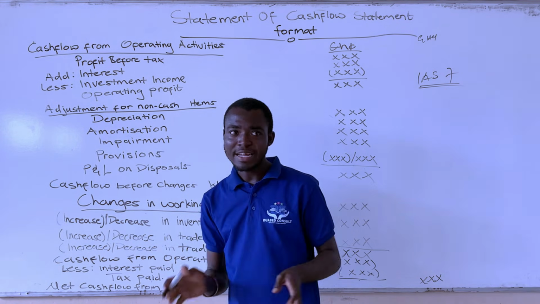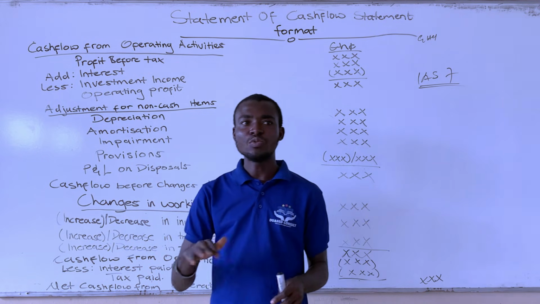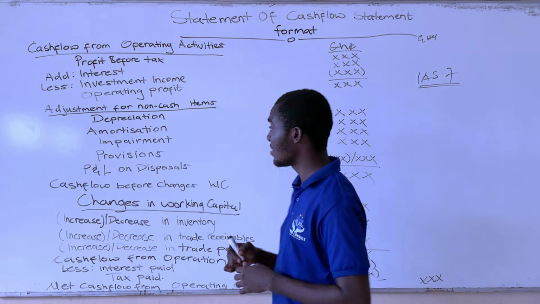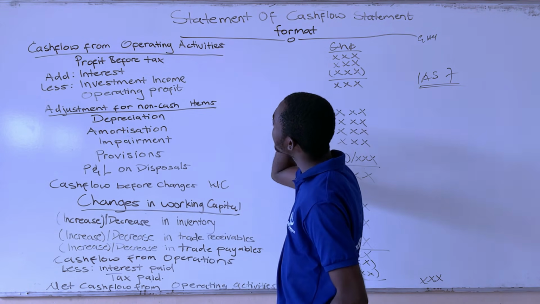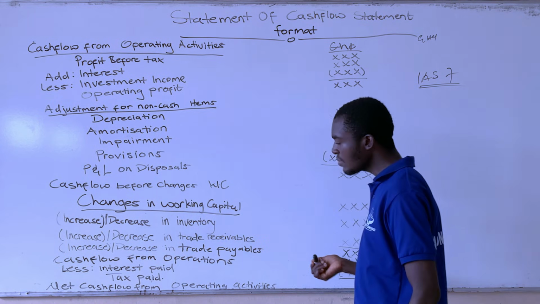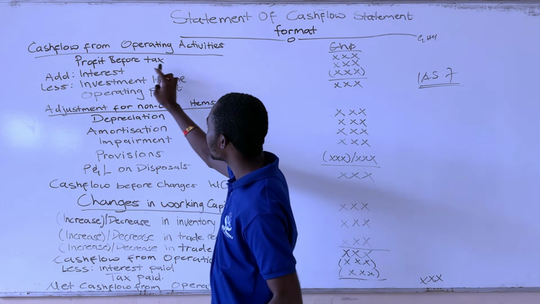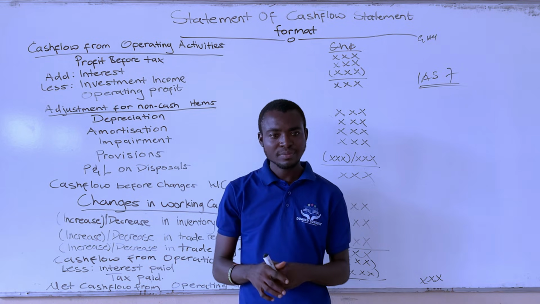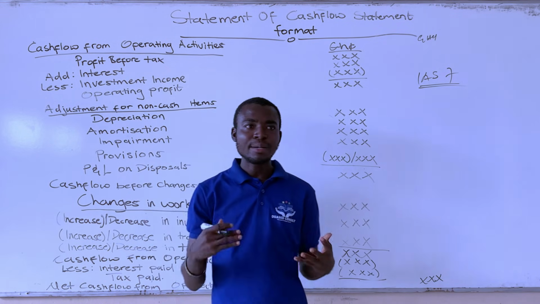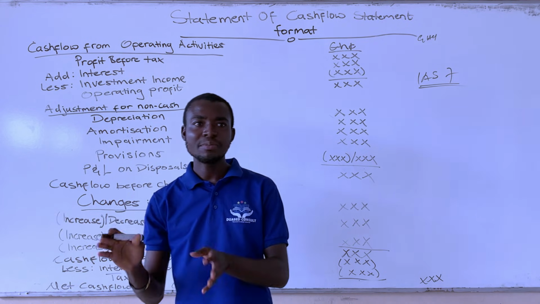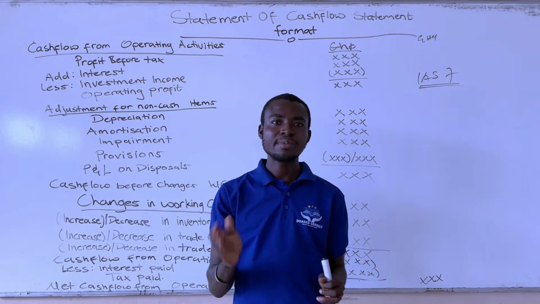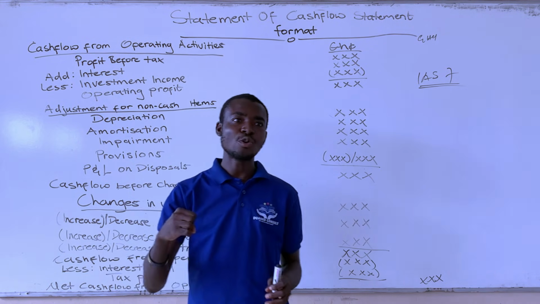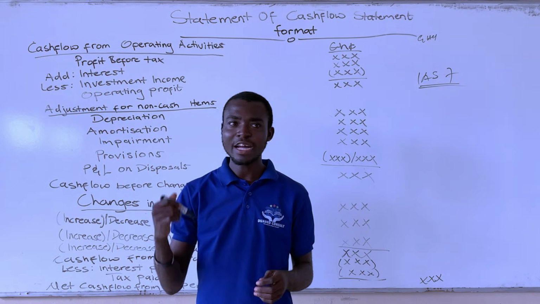So the cash flow statement, as I explained earlier, has been grouped into three segments: operating activities, investing activities, and then financing activities. So we start with cash flow from operating activities, and we start with net profit before tax, or profit before tax. You can get the profit before tax from the income statement. Mostly the income statement will be given to you, and then the balance sheet statement will be given to you. So you get your net profit before tax from the income statement.